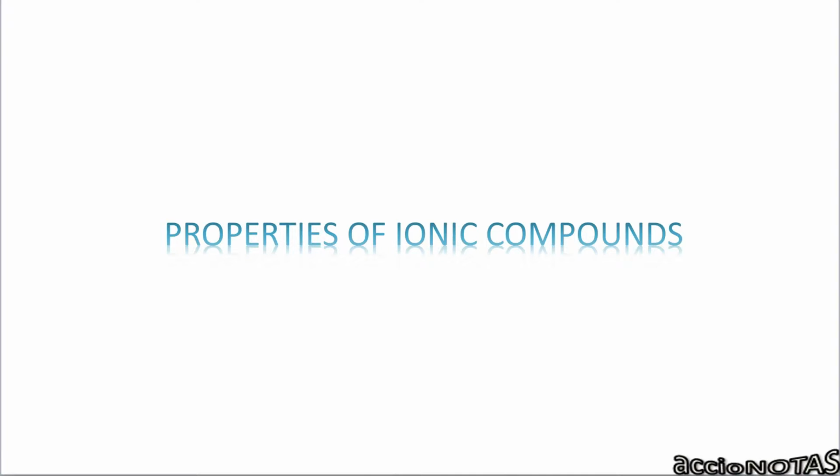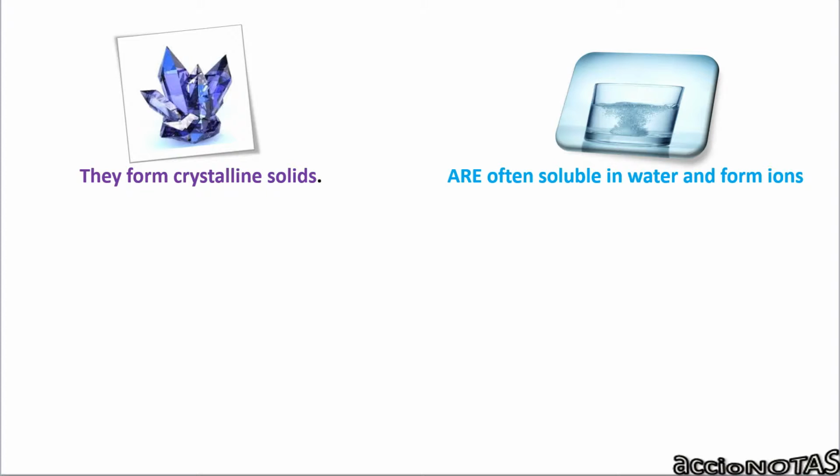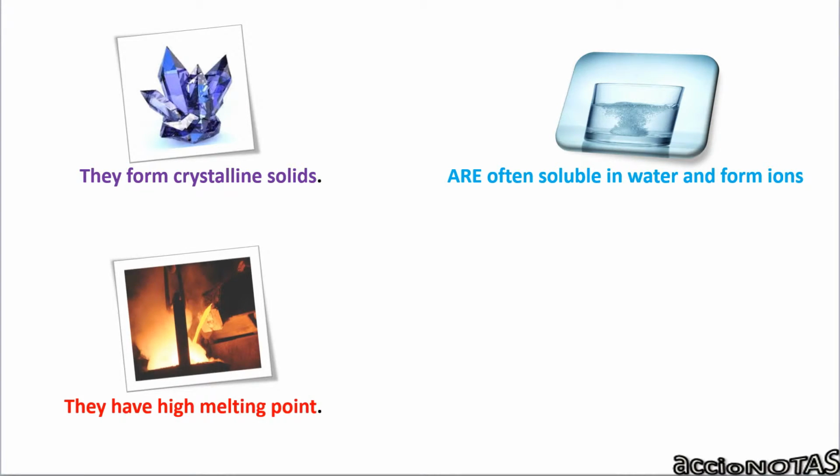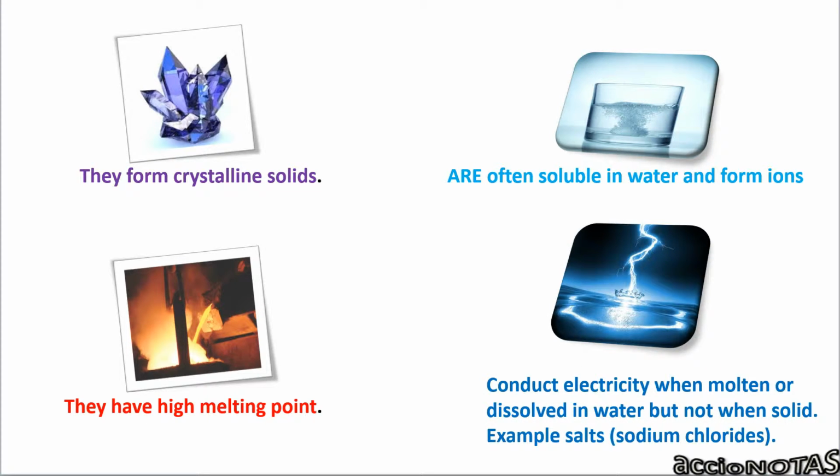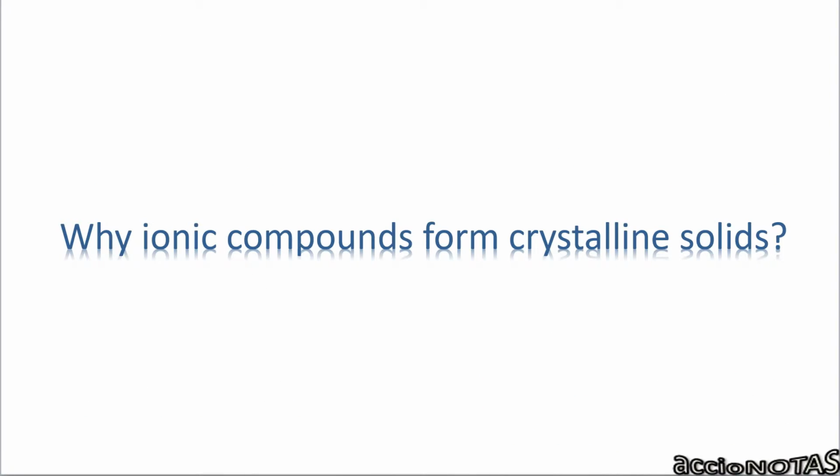Now, what are the properties of ionic compounds? Ionic compounds form crystalline solids, are often soluble in water and form ions. They have high melting point and they conduct electricity when molten or dissolved in water but not when solid. Example: salts, sodium chloride. Why do ionic compounds form crystalline solids, or why is the crystalline solid structure very strong?